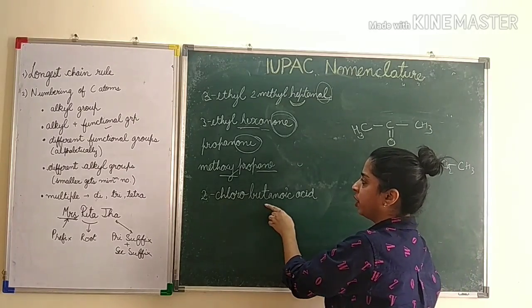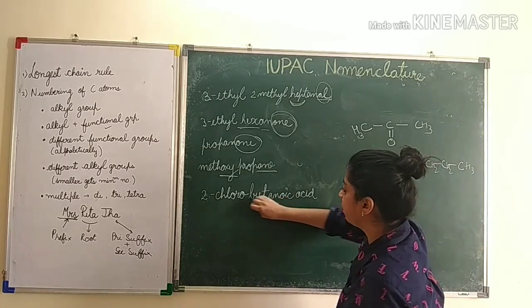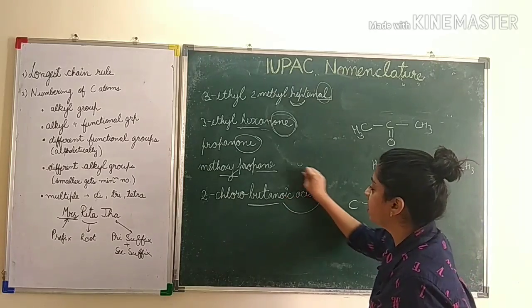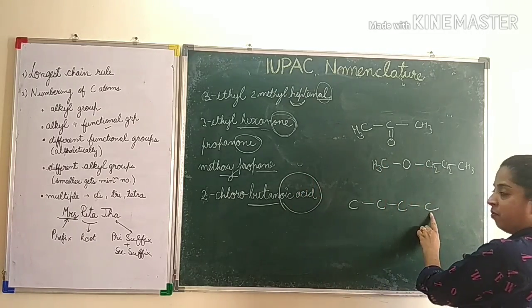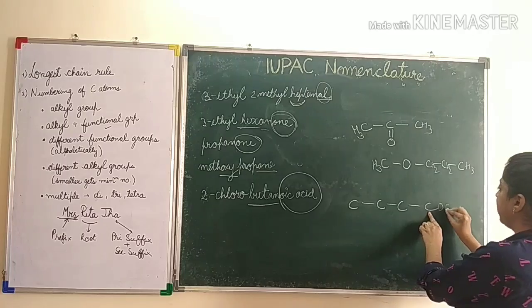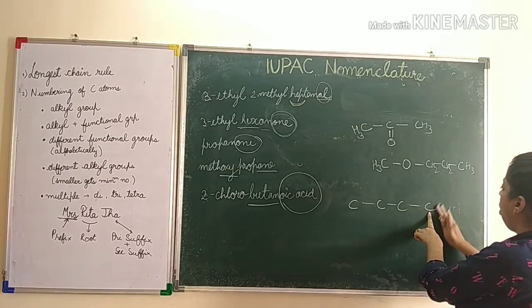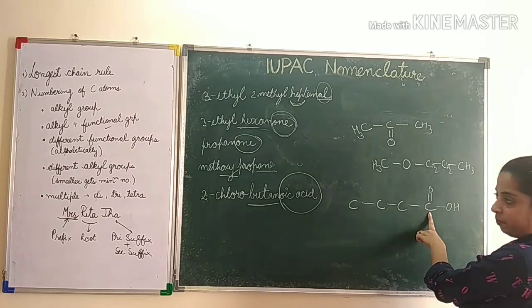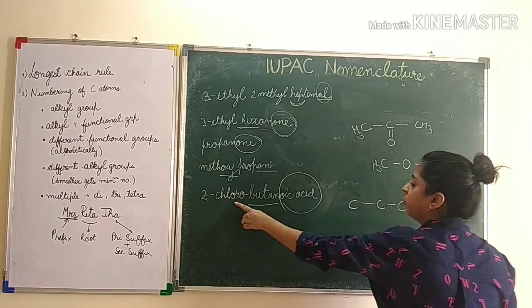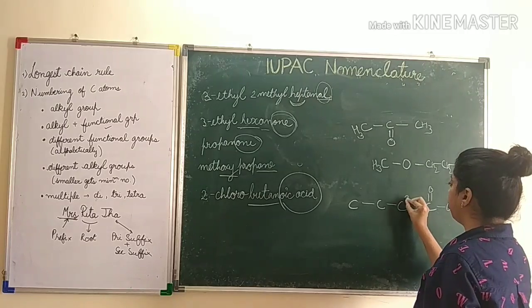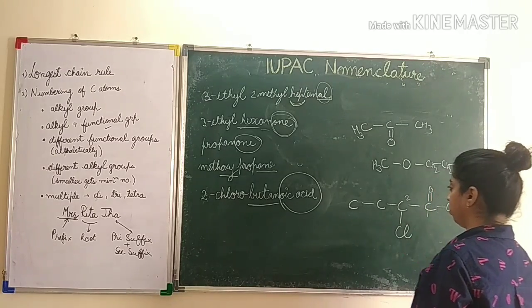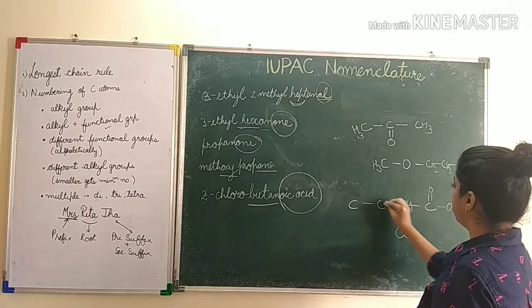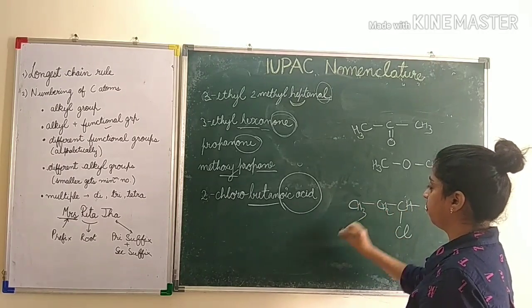Now 2-chlorobutanoic acid. You know it is butane. So 1, 2, 3, 4. "Oic acid" means carboxylic acid. So this carbon will be counted. So here we can directly write COOH like this, or we can write COOH like this. Both are correct. Now at 2 position you have to write chloro. So this is 1, this is 2. So at 2 position I will write chloro. Right? Now you satisfy the valency. H, H2 and H3. Okay.